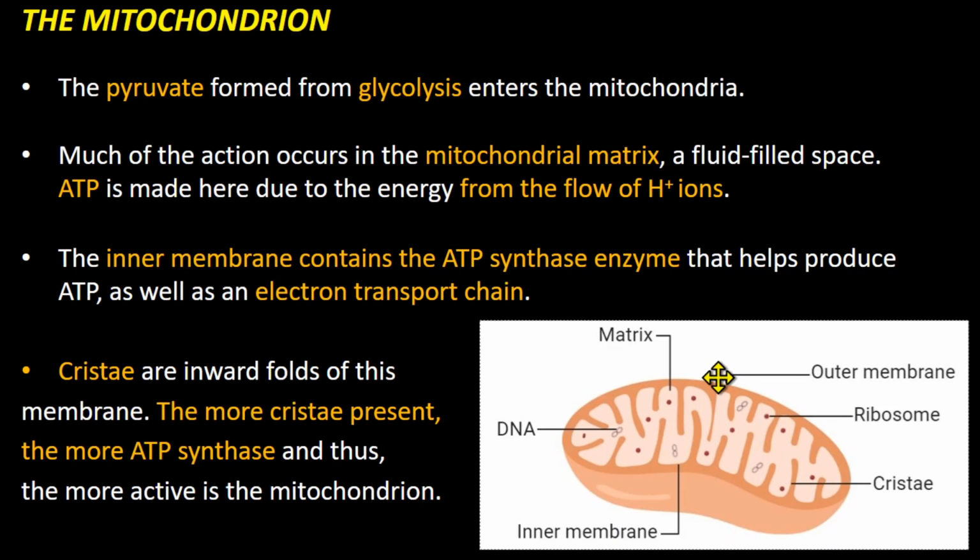Here we have the mitochondrion. The pyruvate formed from glycolysis would enter the mitochondrion, and much of the action occurs in the mitochondrial matrix, which is the inner part, the fluid-filled space inside. ATP is made here due to the energy from the flow of hydrogen ions. The inner membrane, which you can see has little folds called cristae, contains the ATP synthase enzyme, which synthesizes ATP from ADP. It would also contain the electron transport chain. So the cristae are inward folds of the inner membrane, and the more cristae that are present, the more ATP synthase. And thus the more active is the mitochondria and the more energy could be released.